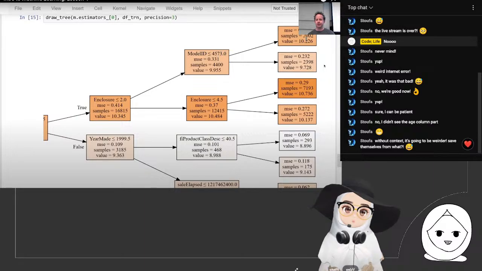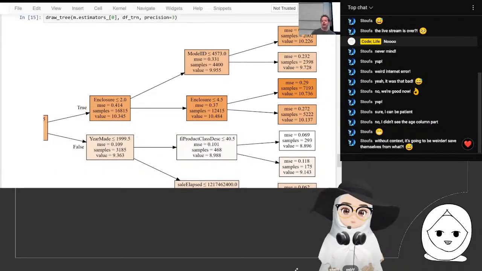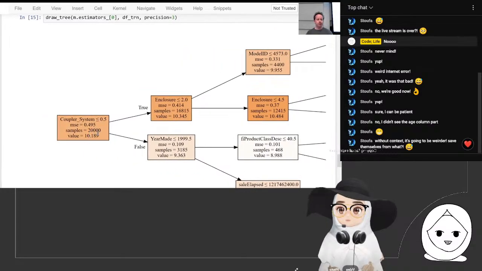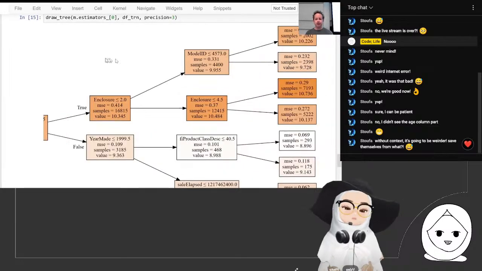573, it's 10.2. So you could say, okay, why did this particular row, let's say we had a row that ended up over in this leaf node, why did we predict 10.2? Well, it's because we started with 10.19, and then because the coupler system was less than 0.5, so it was actually false, we added about 0.2 to that, so we went from 10.2 to 10.3. So we added a little bit because this one is true, and then to go from 10.3 to 9.9, because enclosure is less than 2, we subtracted about 0.4, and then because model ID was less than 4500, we added about 0.7.